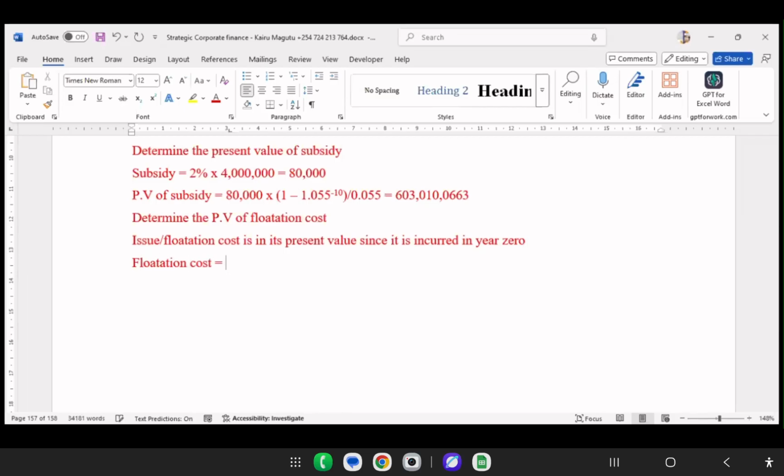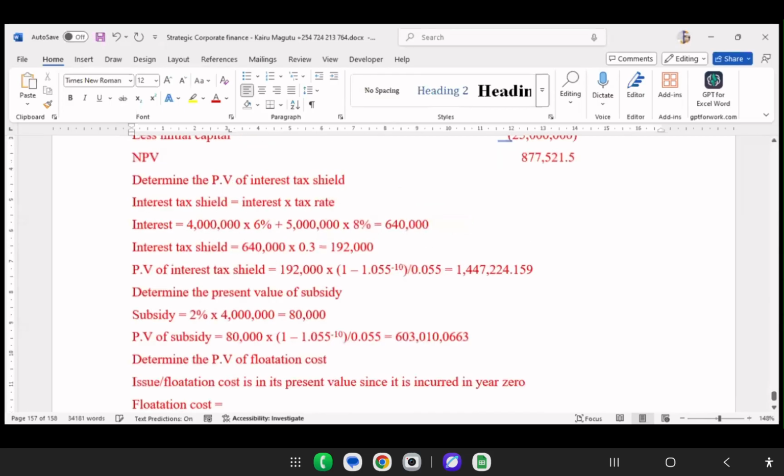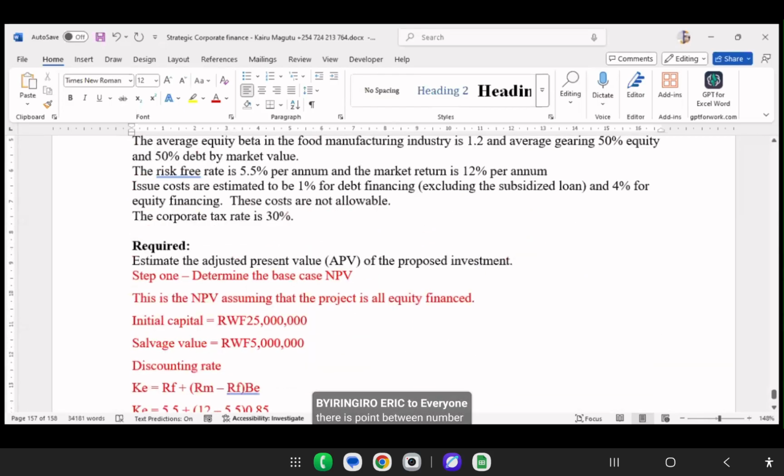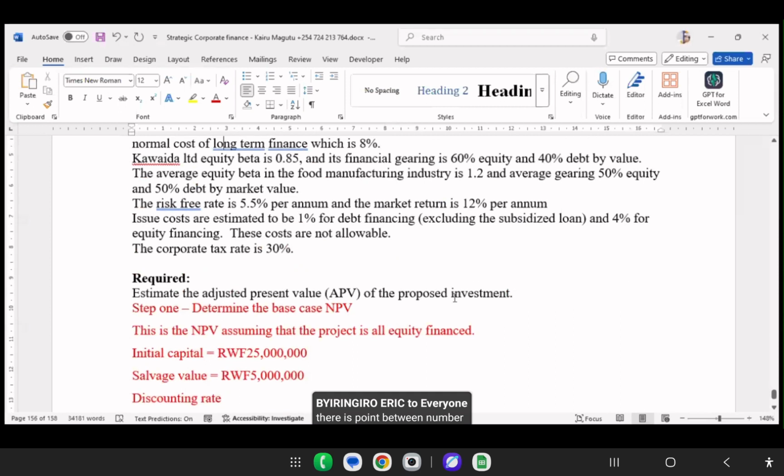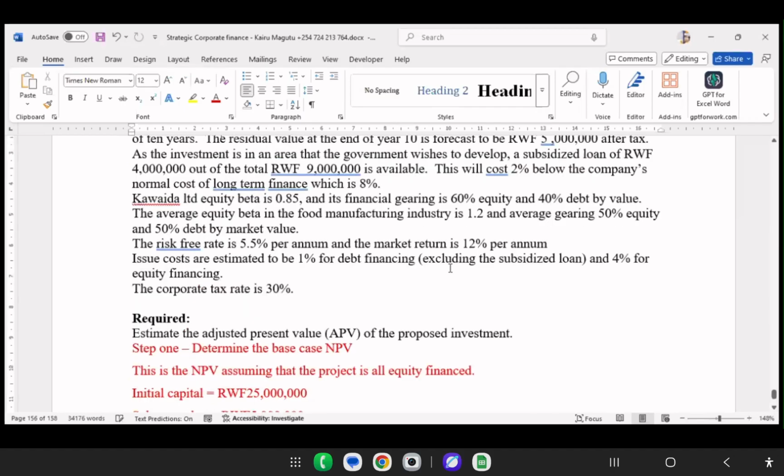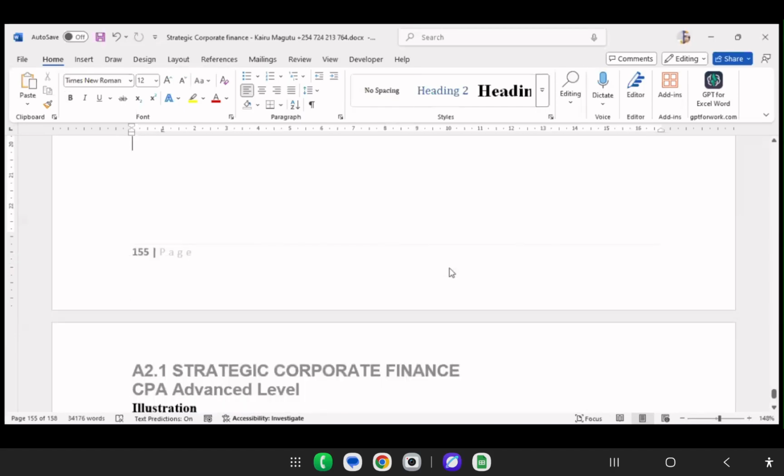So we say flotation cost is equal to, let's go back to the question and see whether we have the flotation cost. This statement is not relevant. We are told that the risk-free rate is 5.5% per annum and the market return is 12% per annum. Issue costs are estimated to be 1% for debt financing, excluding the subsidized loan, and 4% for equity financing. Let's go to the equity financing.